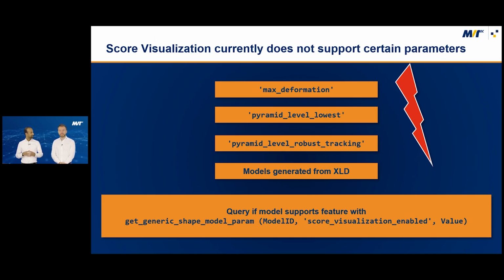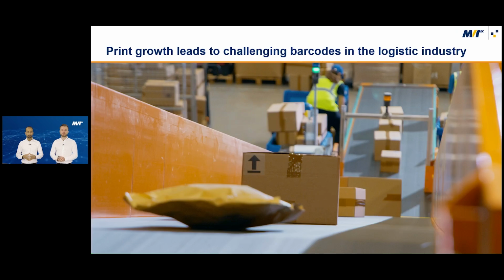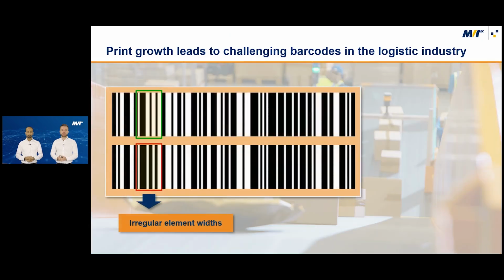Let's continue with the next section of this webinar, code reading. Code reading is important for various industries, for example, for the logistics industry. And here we are facing a specific problem called print growth. So print growth means that some elements of a barcode, for example, are wider than others or more narrow. And this is really challenging to read because you don't know which bars are now wider or should be more narrow.